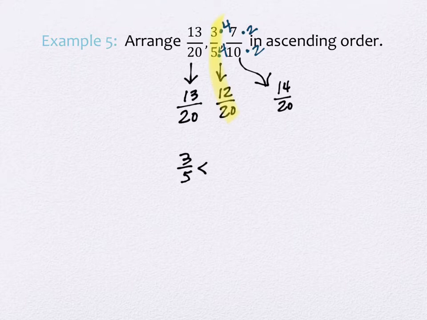And I'll use my less than sign to make sure that we are real clear that we're doing that in the right order. What number would come next? 13 over 20. Yeah, 13 over 20, which was the way that it was originally given to us, right? And then, of course, the biggest one would be the 14 over 20, which was originally given to us as 7 over 10.